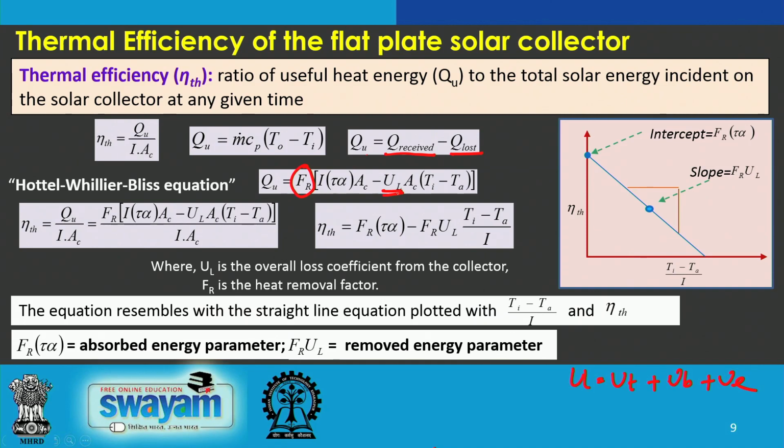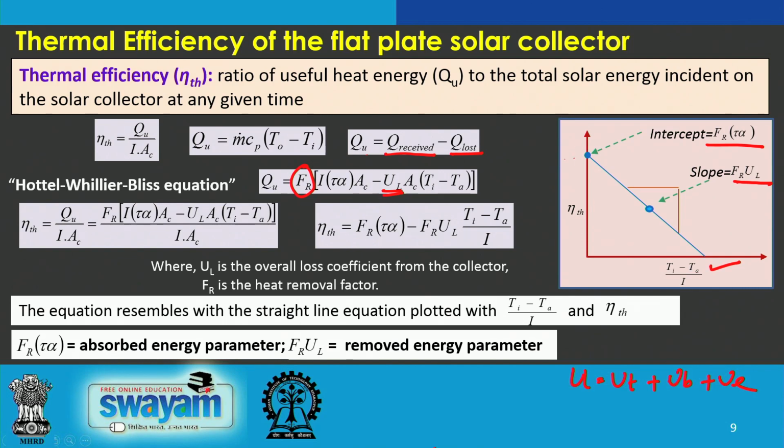So, this UL into collector area into Ti minus Ta, where Ti is the inlet air temperature to the collector and Ta is the ambient temperature. From this QU, the efficiency can be calculated as a function of FR tau alpha minus FR UL into Ti minus Ta upon radiation intensity, and if we plot the experimental data we can see the efficiency versus the temperature difference, Ti minus Ta upon I. Here the intercept we are getting is FR tau alpha and the slope is FR UL. FR is known as the heat removal factor.